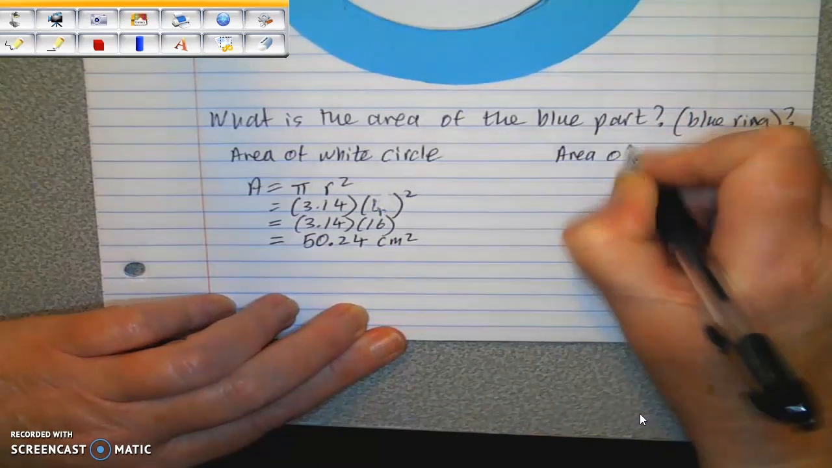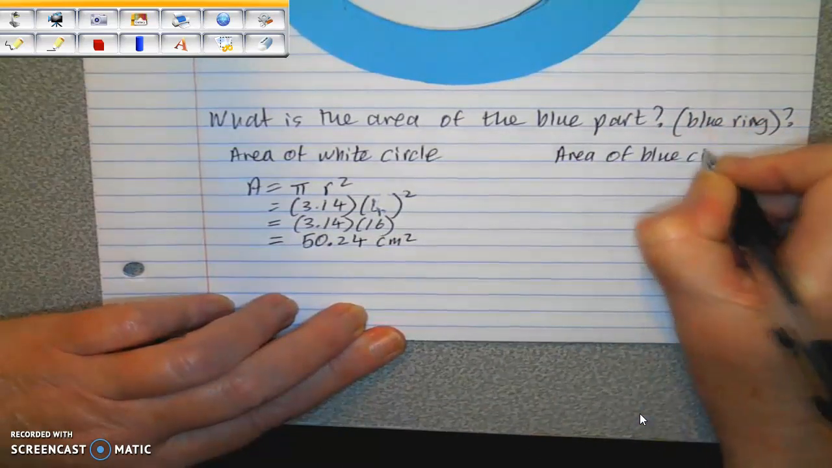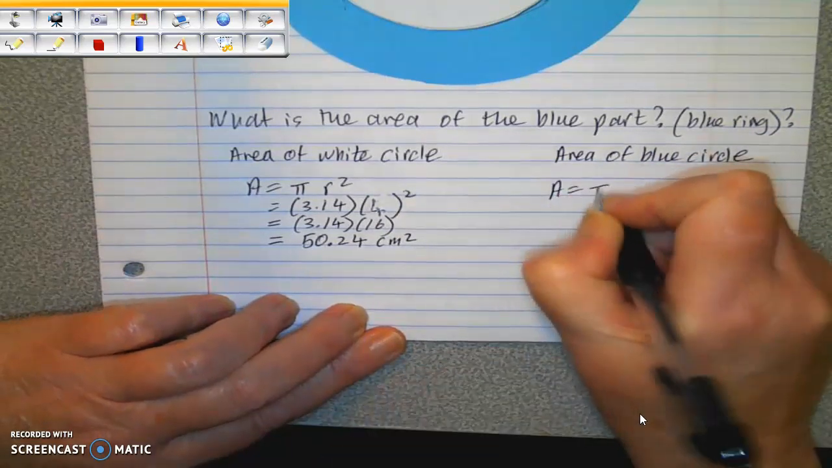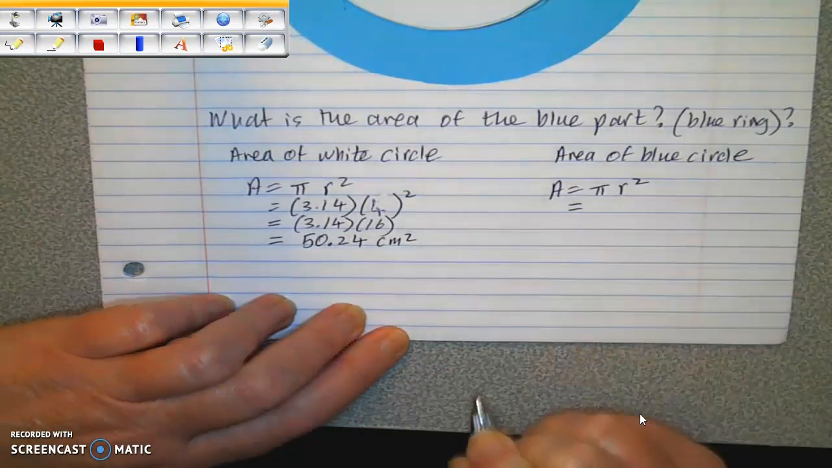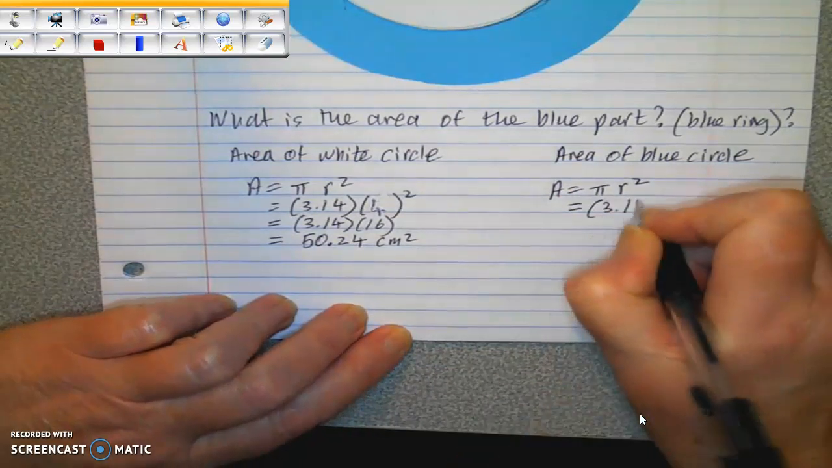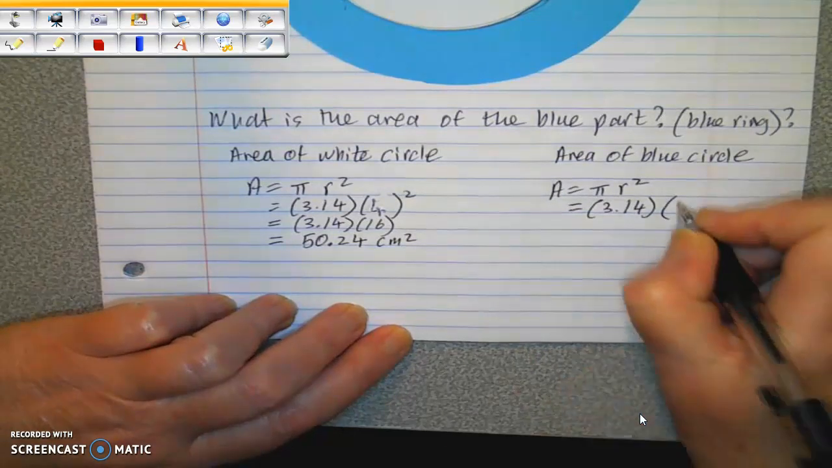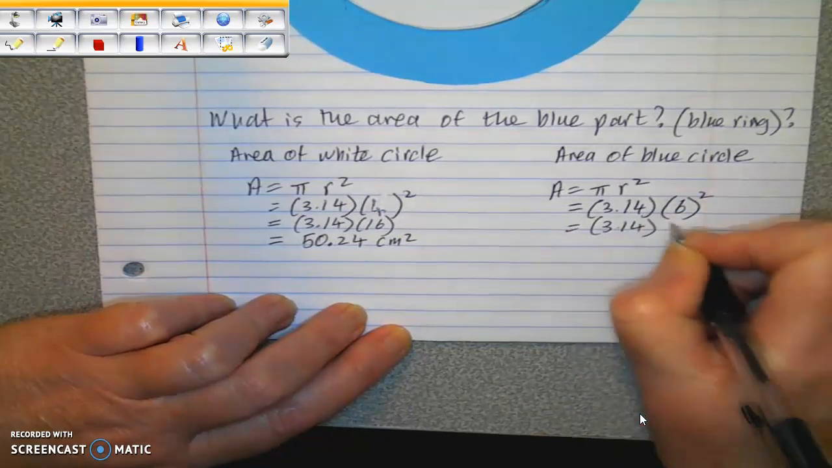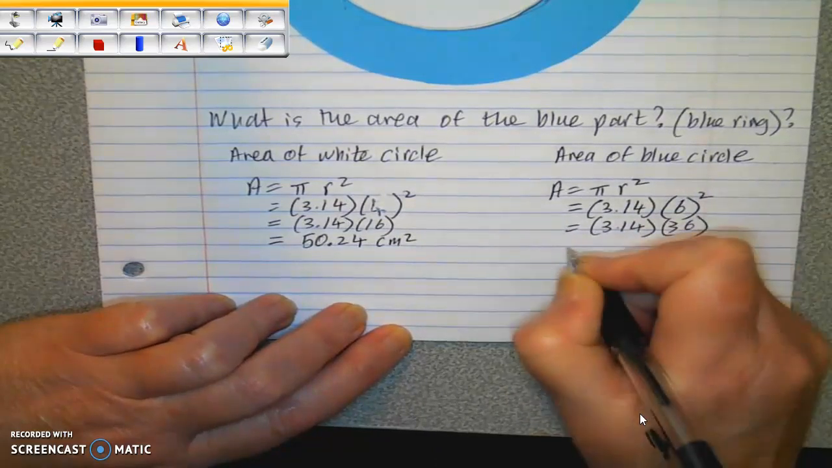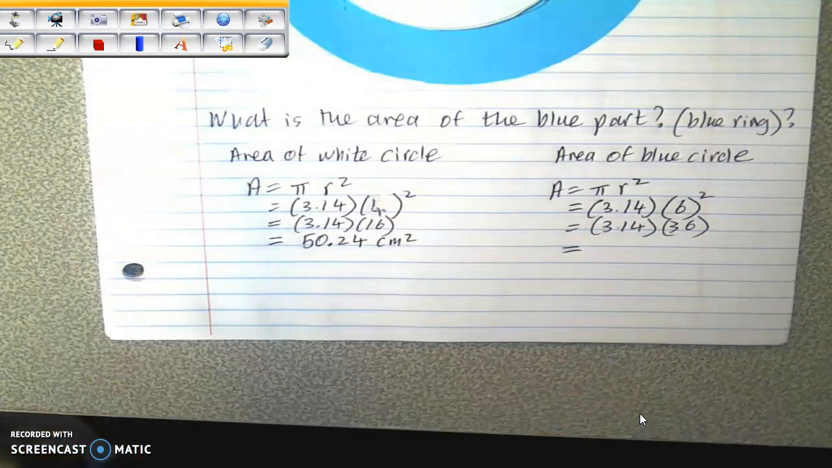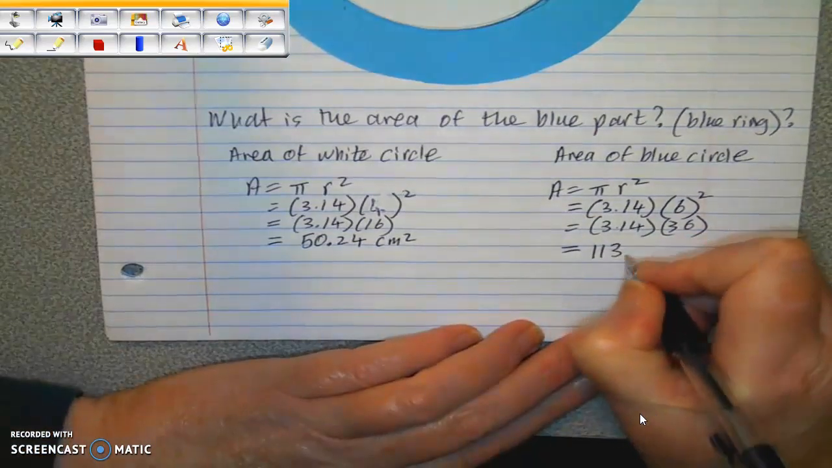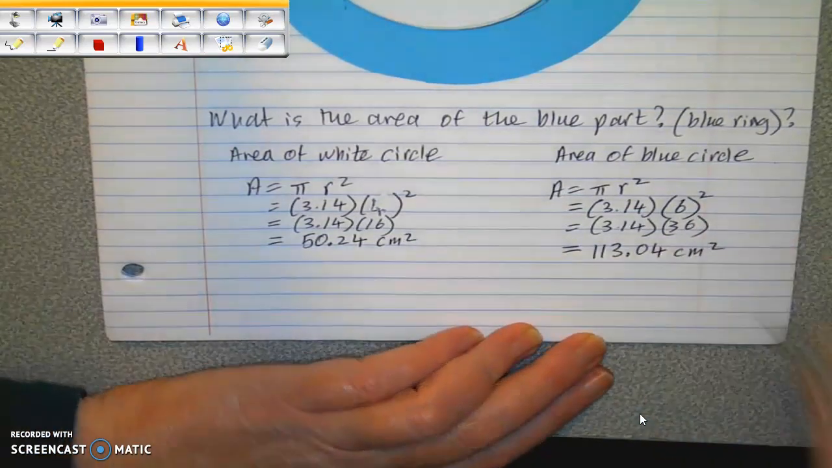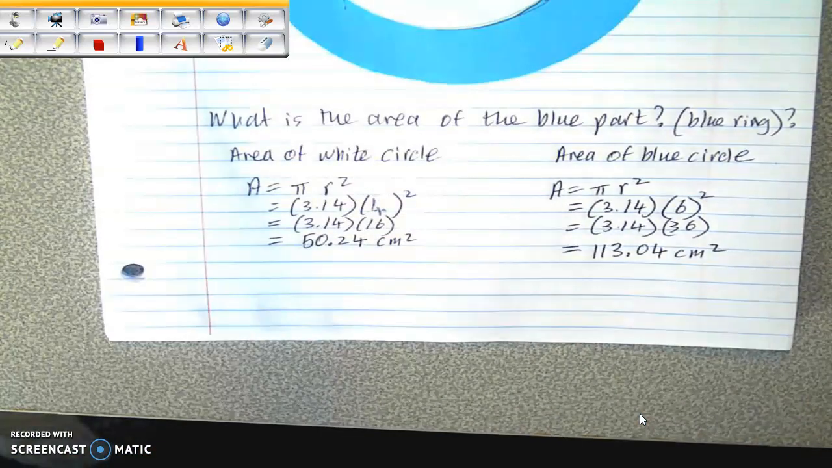Separately, we work out the area of the blue circle. Pi r squared, again, is the formula that we use for area. 3.14. The radius of the blue circle was 6 centimeters. So we're multiplying 3.14 by 36. And from calculations I did earlier, that's 113.04 centimeters squared. So that's the area of the whole blue circle.